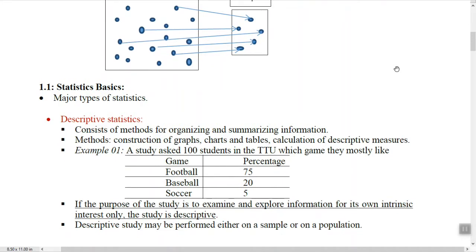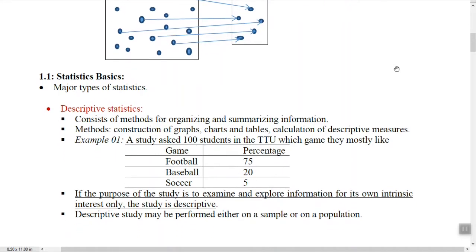There are two major types of statistics we call descriptive statistics and inferential statistics. First, we will look at what descriptive statistics is. This consists of methods for organizing and summarizing information. These methods are like construction of graphs, charts, tables, or some other calculations in descriptive measures.